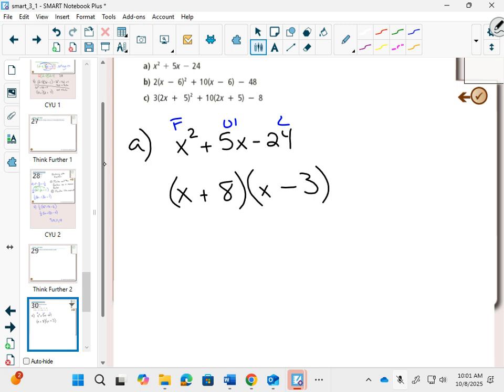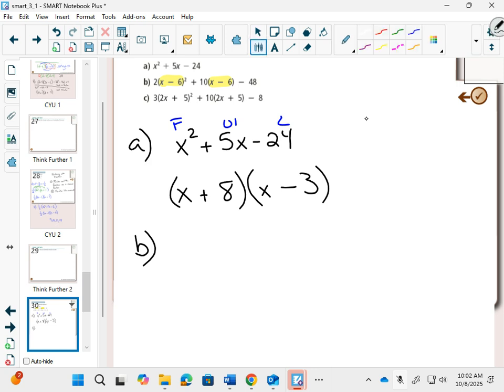So the long way would be to multiply everything out, combine all your like terms, and then try to factor. The short way looks like this. I have 2 times x minus 6 squared, and I'm going to highlight that x minus 6. And then I have 10 times x minus 6, minus 48. I notice those two things are the same. That's why I highlighted them in yellow.